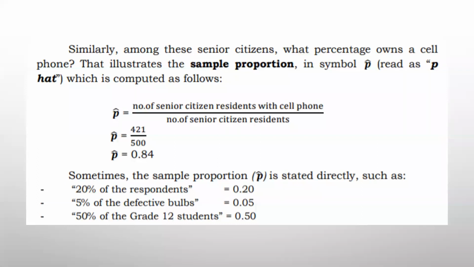So ang ginawa natin, sabi natin doon kanina na 421 out of 500 sample na tinanong nila ay may cellphone. So that's 421 over 500. That's 0.84 or it can also be expressed as 84%. Okay po. Lagi po tayong 2 decimal places, then i-express natin yung decimal into percentage.